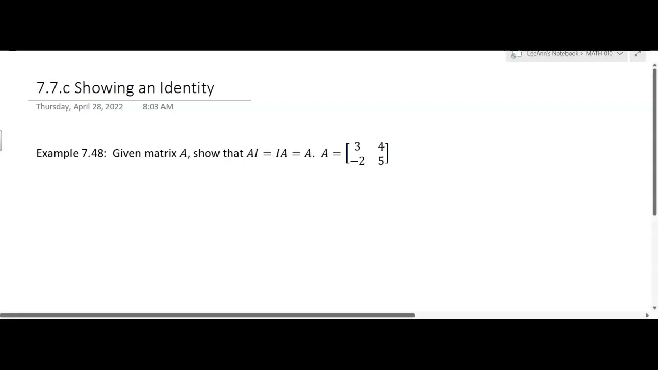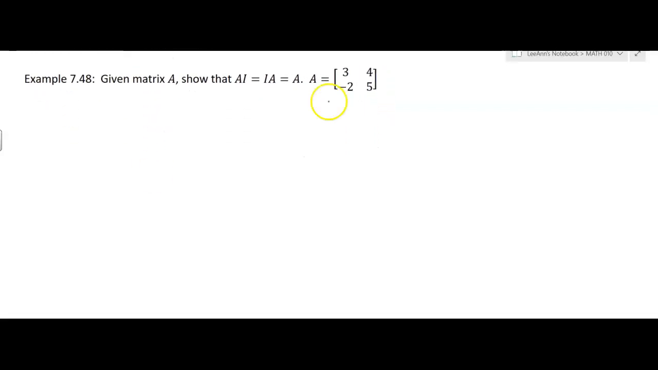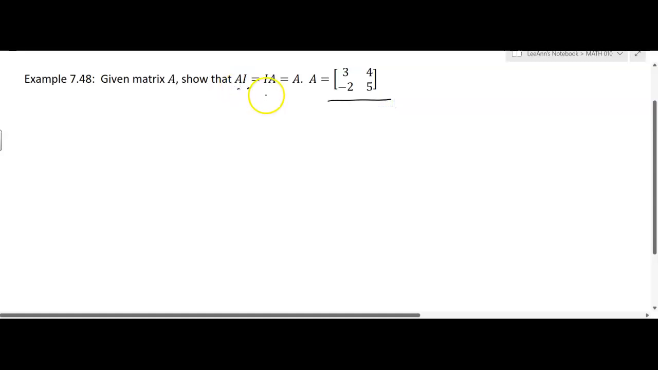Okay, so in this video, we're going to show that the identity works. We have a matrix A, right here, and we're going to do A times I and I times A, and both of them should equal A. So when we multiply by a multiplicative identity, we should get the same thing back, just like 1 times x equals x, and x times 1 equals x. Okay, so that's what we're proving.